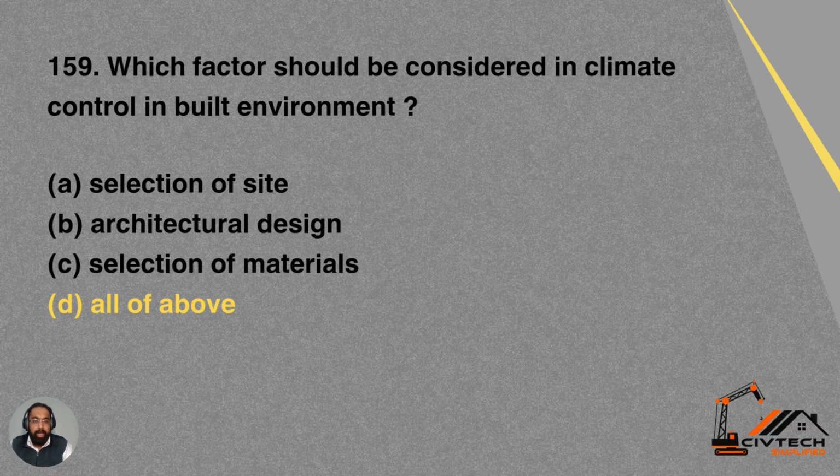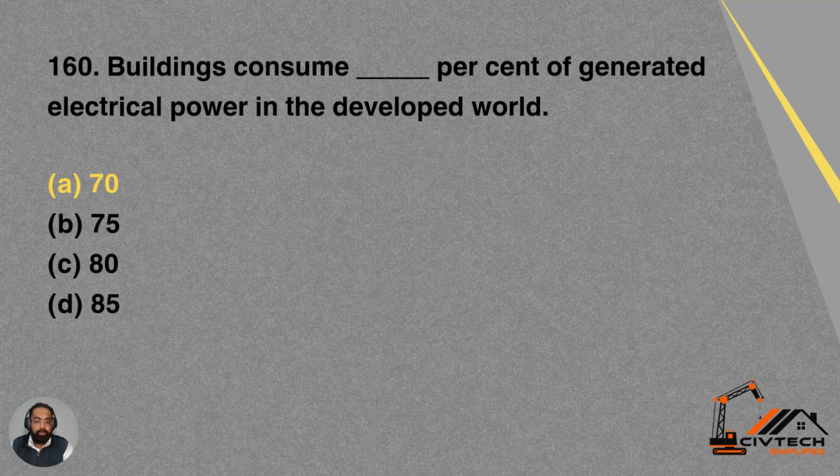159. Which factor should be considered in climate control in built environment? Option A, selection of site. Option B, architectural design. Option C, selection of materials. Option D, all of the above. So all these are considered for the climate control within the built environment. Selection of site, architectural design, and selection of materials. So D, all of the above, is the correct answer.